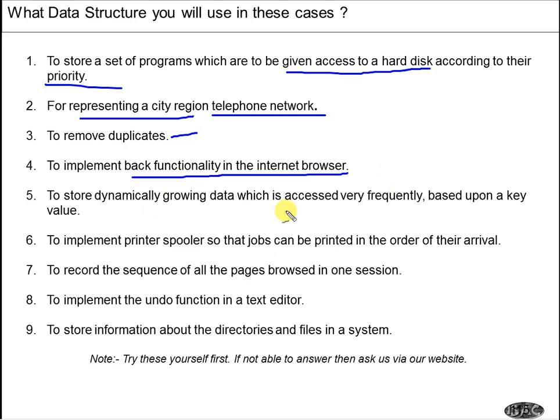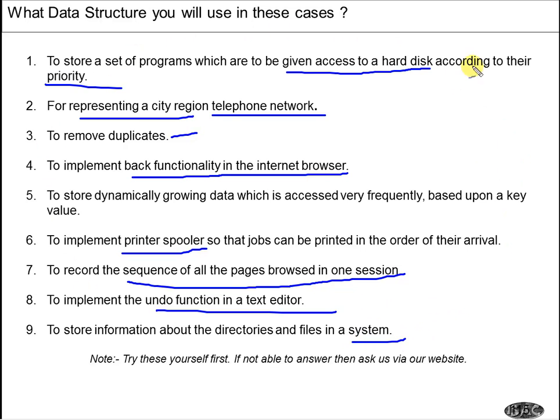To store dynamically growing data which is accessed very frequently based upon a key value, find out. To implement a printer spooler, priority queue or queue? To record the sequence of all the pages browsed in one session, stack. To implement the undo functionality in a text editor, stack. To store information about directories and files in a system, tree. So these are the various real life software applications of various types of data structures.